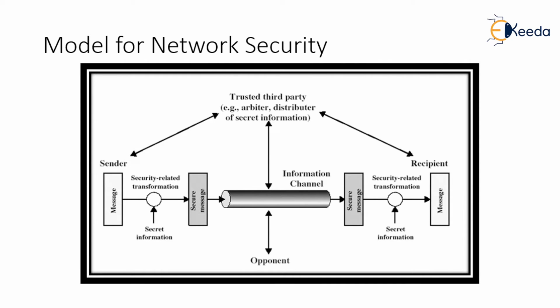Now here we can see a message is to be transferred from one party to another across some sort of the internet. The two parties, who are considered the principals in this transaction, must cooperate for the exchange to take place. A logical information channel is established by defining a route through the internet from source to destination and by the cooperative use of communication protocols. Those protocols can be the TCP/IP protocol used by the two principals.